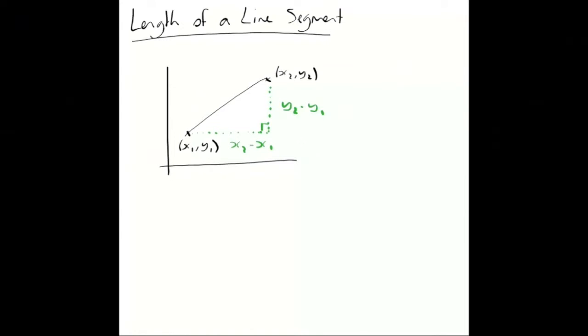To work out the length of the line, Pythagoras' theorem just says the square of the two sides added together is equal to the square of the hypotenuse. So we can work out the length of it by doing the square root of x2 minus x1 squared plus y2 minus y1 squared.